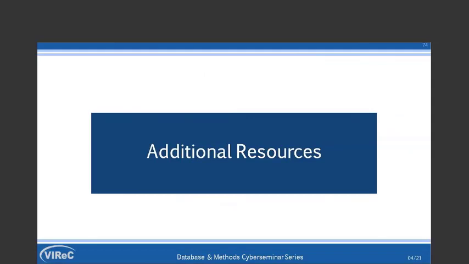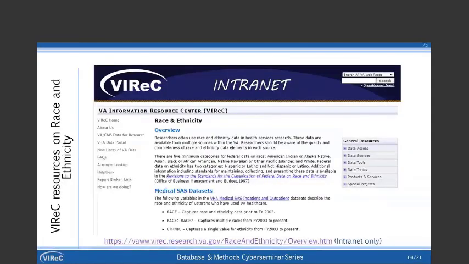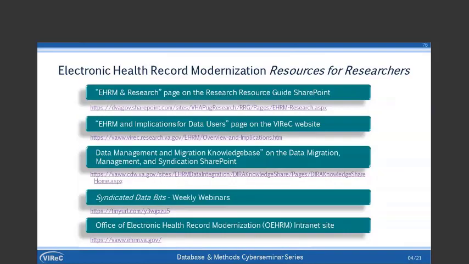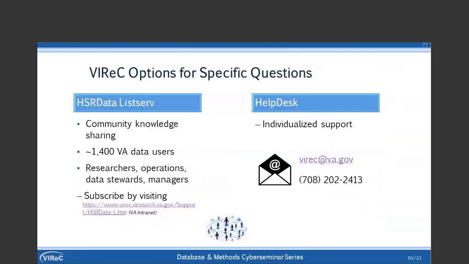So where do you go for more help? First of all, VIReC has a page just on race and ethnicity on the intranet. And this has all the links to all the guides that I've mentioned are in here. There's also lots of resources on the electronic health record modernization. You can get specific questions answered.